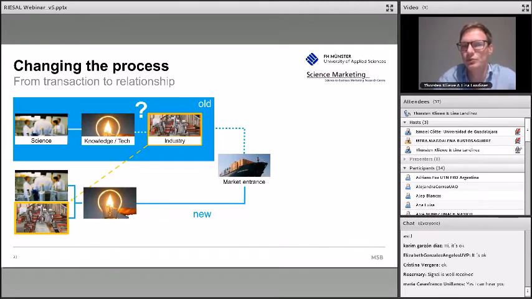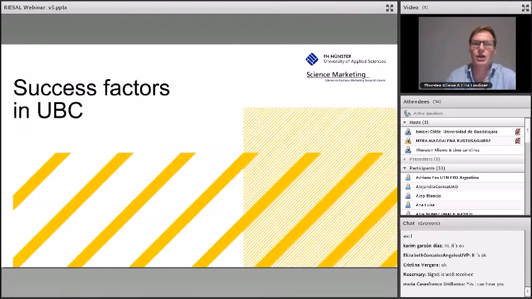So here we can see that we move from a transaction, where we do something alone and transfer the technology through a license to companies, to relationships, to doing something together, collaborating. And this requires a completely different mindset, and it requires completely different processes, completely different support systems. And there are different mechanisms which help to make this specific relationship approach work. And this relationship approach is what we are talking about today. And on the next slides, we want to highlight certain success factors in UBC.